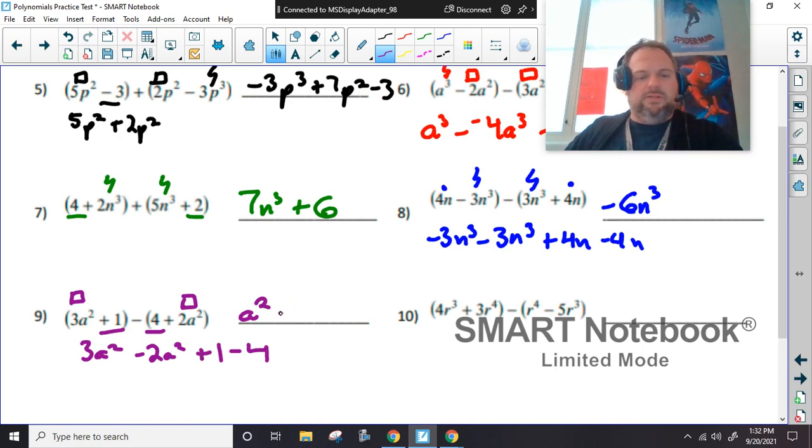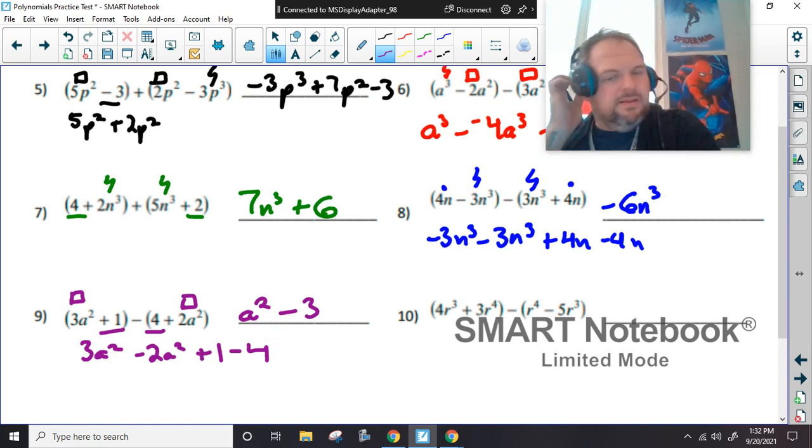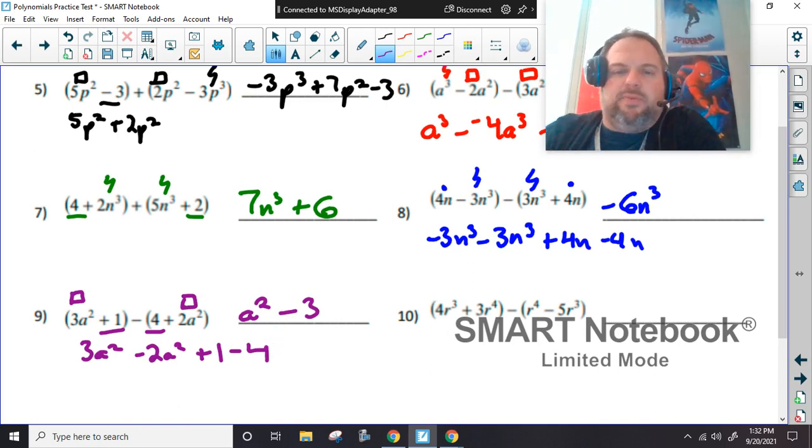Then 1 minus 4, this would be negative 3. Now, I'll probably trim this down to 4 problems tomorrow, just because you technically already did this type of stuff when we had our complex numbers test, when you had to add and subtract those things because it was the same difference.